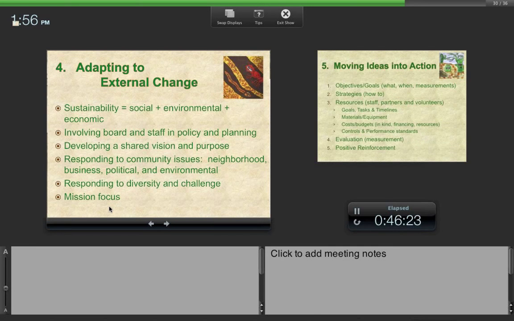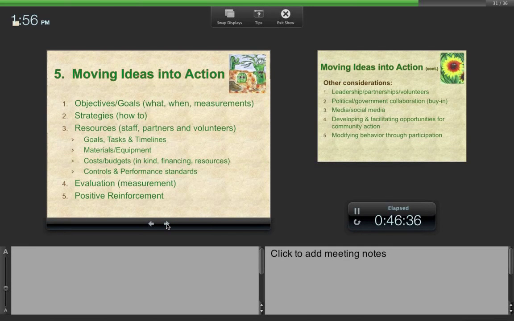Moving ideas into action, the objectives and goals: what, when, where, measurements. How do we measure what we're doing, our strategies, how are we going to do it, what are our resources. We kind of go through this with every new project or program or event that we're doing as a group. What are our resources, who can we partner with, how do we maximize what the results are, and of course the goals, the tasks and timelines, materials and equipment, the costs, budget, in-kind, finance.